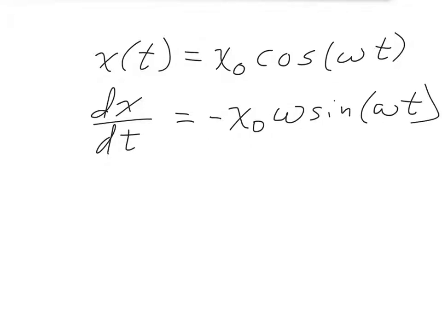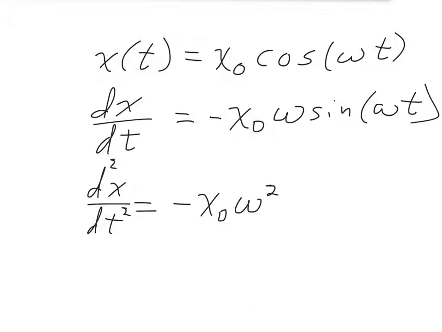And then we take the derivative of that, so that's the second derivative of x with respect to time. And remember, the derivative of sine is cosine, and so d squared x/dt squared is equal to minus x0, we bring another omega out front, omega squared cosine omega t.